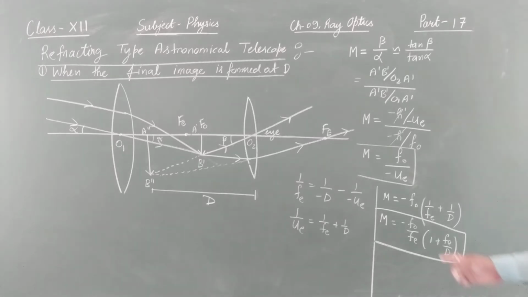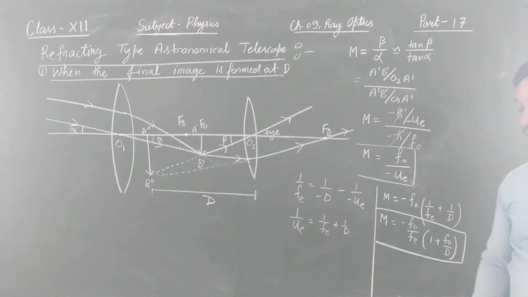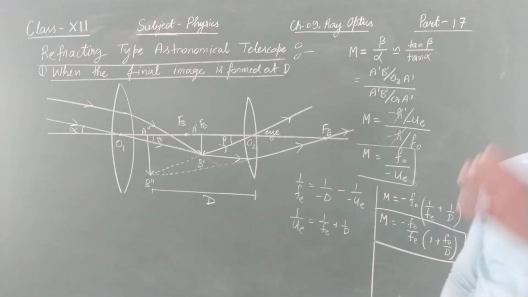Clearly from here, the focal length of the objective has to be more so that magnifying power is more. The focal length of the eyepiece has to be less so that magnifying power is more. For better magnification, we keep fO large and fE small. So this is how the telescope works. Now one more question can be asked in the board examination.